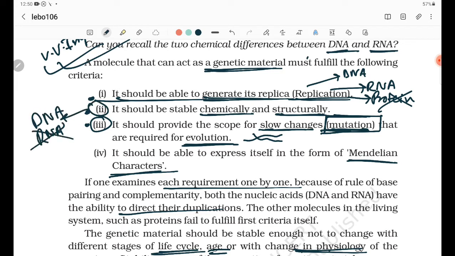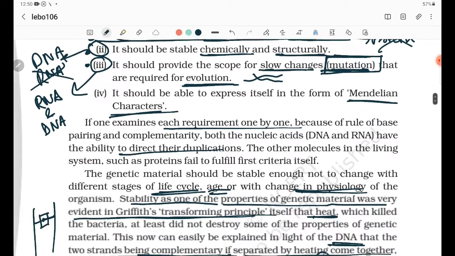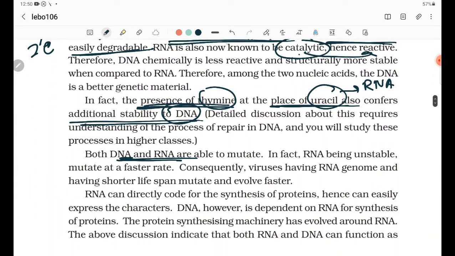Okay, third point, mutation. Both RNA and DNA can mutate. And RNA, consequently RNA viruses, because RNA is unstable, mutate faster. Because it is unstable, it is reactive in nature. Unstable means it is reactive.